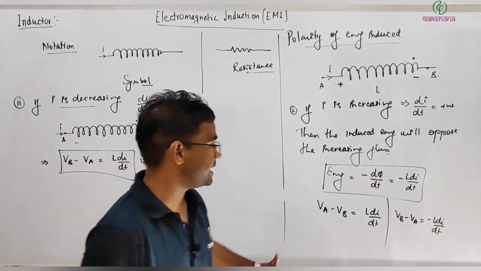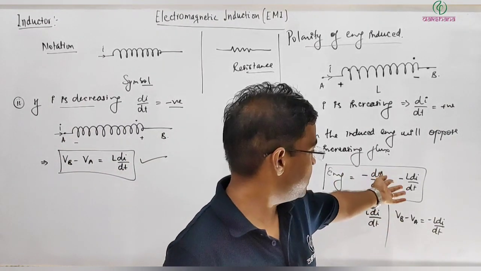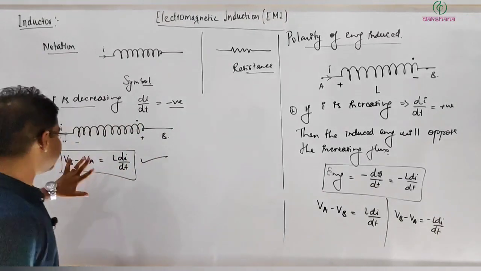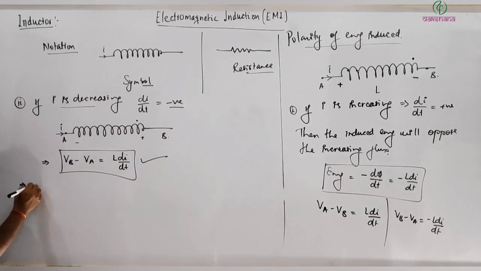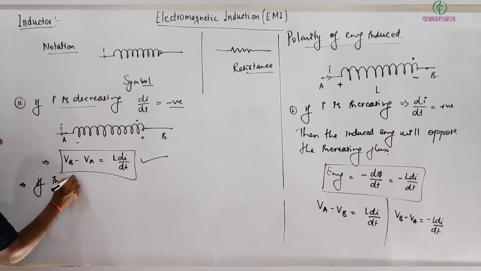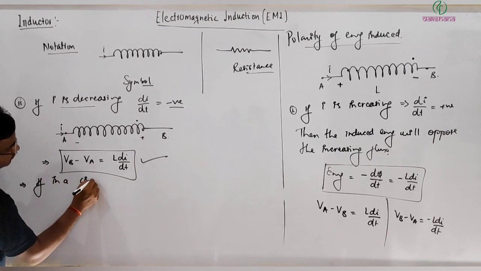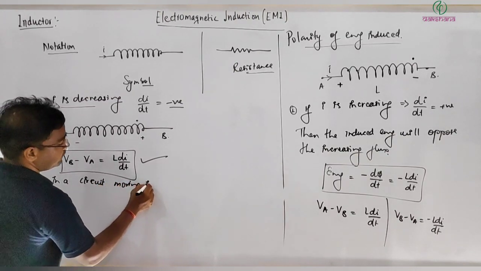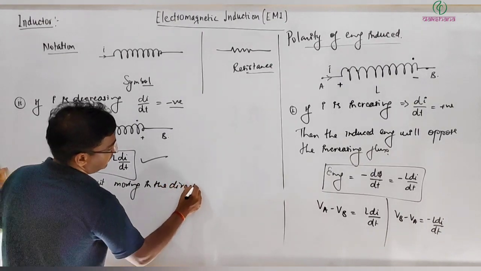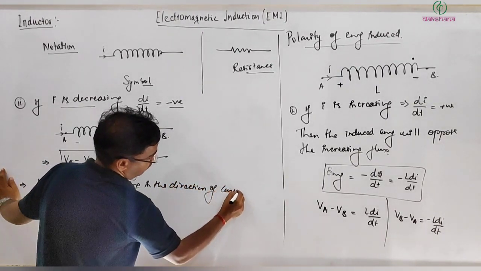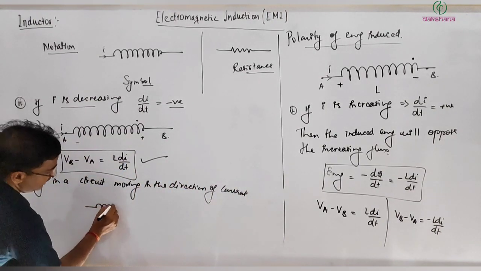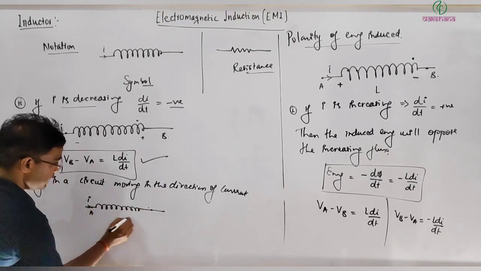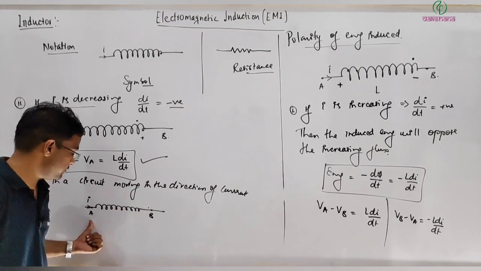Now every time you don't have to think about this positive and negative, we can get a standard relation. And what is that? The standard relation is that in a circuit, moving in the direction of current, means if this is an inductor circuit with current I, we are going from A to B. In the direction of current means we are going from A to B.